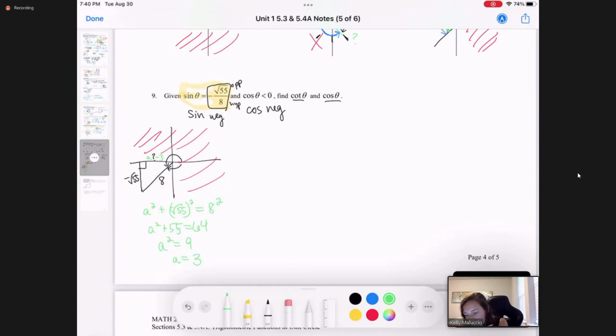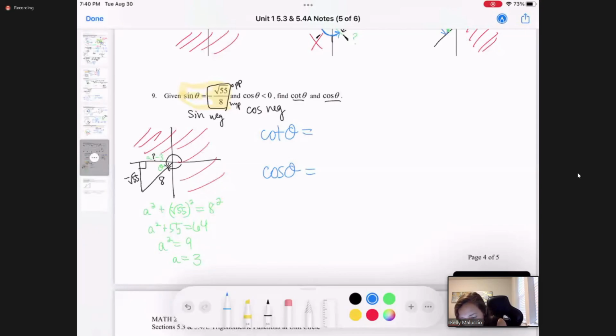Okay, so now we have our triangle. It doesn't really matter. And this would be the reference angle, but it's going to be the same as the others. So we have our triangle, we know all our signs. So now we can find what they were asking: cotangent theta and cosine theta.